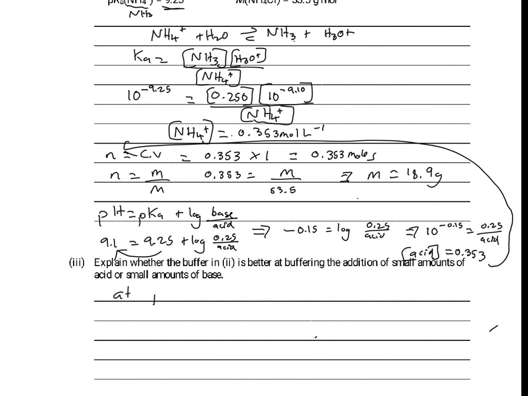So at pH equals pKa, which in this particular case is 9.25, that is where the concentration of the acid is equal to the concentration of the conjugate base. Okay, so when the pH is equal to the pKa, that's when you have equal amounts of acid and base. Okay, because 9.1 is less than pKa, that means we have too much acid.